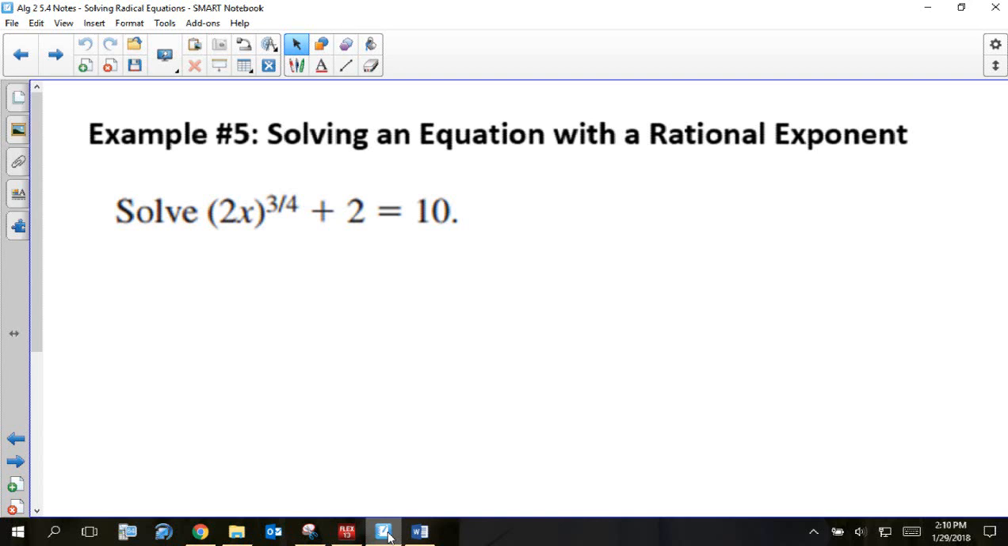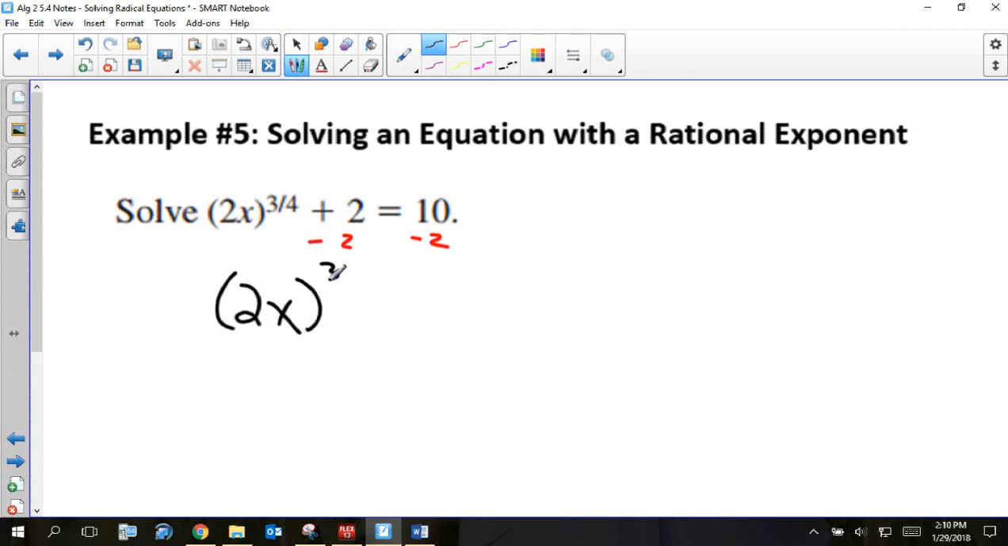And this is a lot like what we were doing last week, except instead of square roots on the sides, or whatever roots, we have them in the other form, which is the fractional exponent. So you want to isolate this fractional exponent. What are we going to do first on both sides? Take away your 2. We get 2x to the 3/4 equals 8.